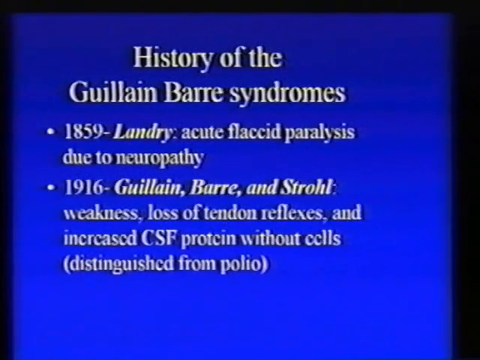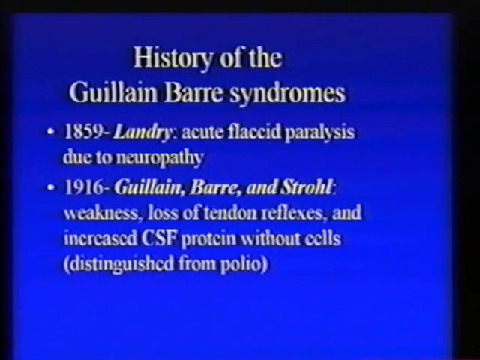I'm going to tell you a bit about the history, and again, there are some parallels. In 1859, Landry in France described a number of patients who had acute paralysis, and it was said to be flaccid paralysis because the tone, the resistance to movement of the arms and legs, was reduced. And he thought that was due to neuropathy. Now, the reason he thought it was due to neuropathy was that he had pathology on autopsies of some of those individuals, and he found no spinal cord involvement. So what we can really say about Landry's cases was that they were not transverse myelitis.